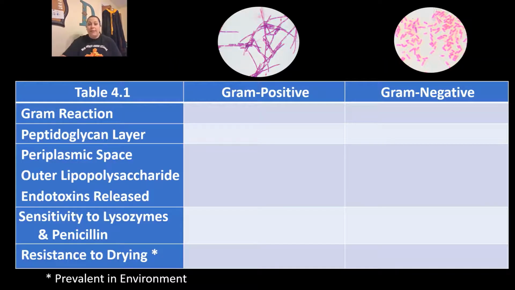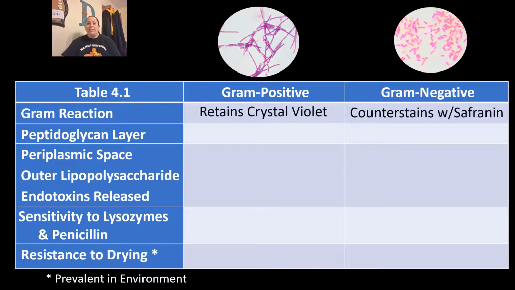All right, so let's do a quick comparison here of gram-positive versus gram-negative. When we look at the gram reaction, we see that it's going to retain the crystal violet with gram-positive, and it's going to take the counterstain of safranin if it's gram-negative. The peptidoglycan layer is thick in gram-positive, it's thin in gram-negative. When we talk about the periplasmic space or outer membrane, lipopolysaccharide, the release of endotoxins, we see that that is absent in gram-positive bacteria. But in gram-negative, these are present, and they release that lipid A endotoxin.